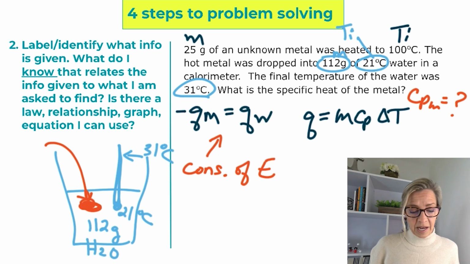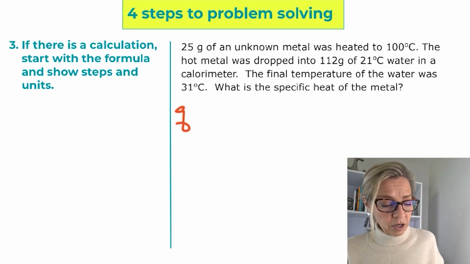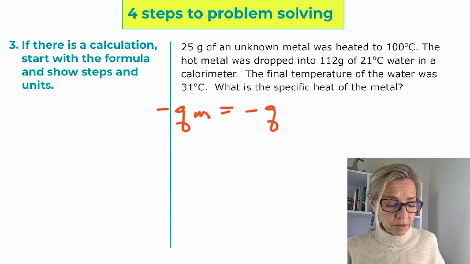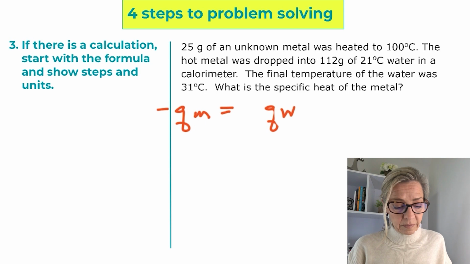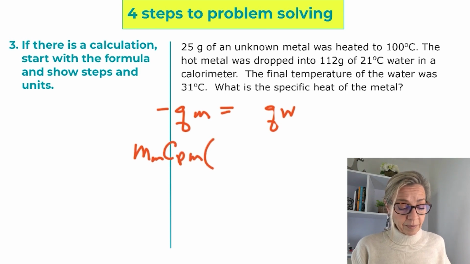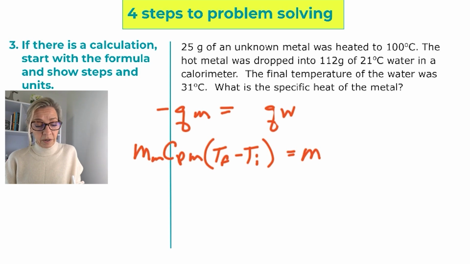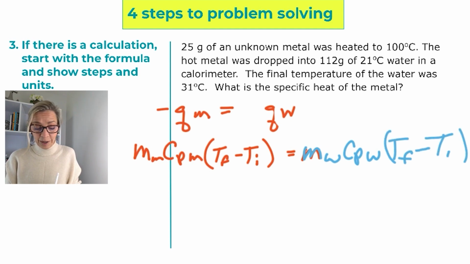All right, so the next step would be to start with the formula. So I'm going to say the Q of the metal is equal to the Q, I'm sorry, not negative, but the Q of the water. All right, let's write the Q equation for the metal. So the mass of the metal times the specific heat of the metal times the delta T of the metal, right? And that's T final minus T initial. Same thing for the water side. Mass of the water. Hey, let me switch colors here. Mass of the water, specific heat of the water, T final minus T initial of the water.